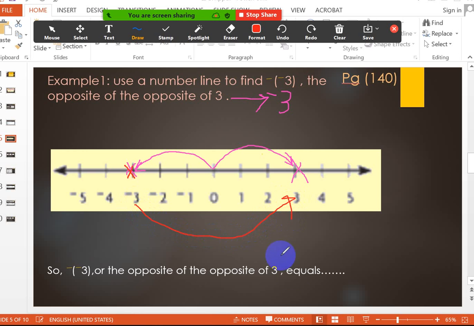It's 3. Okay? That's why I told you the opposite of the opposite. That means when we double the opposite, the number will be the same. If the number is positive, the opposite of the opposite will be the same number with the same sign. Okay? I think you understand it now.